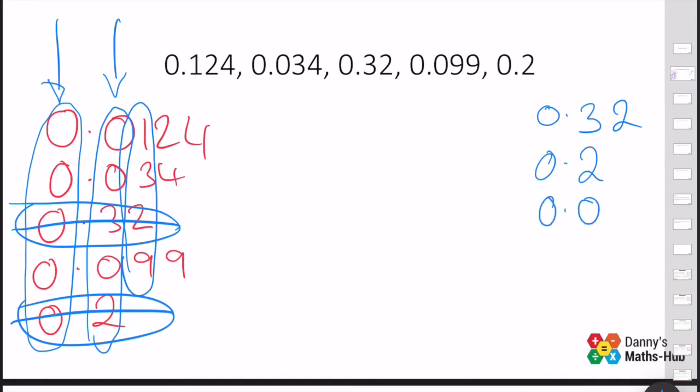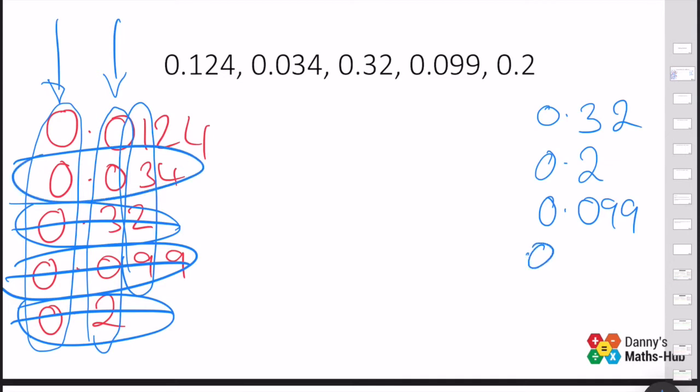So 0.099 is our next biggest. If we carry on looking down that column, we've now answered the 9. What's left? A 1 and a 3. Well, 3 is the next biggest. 0.034. And then that only leaves us with 0.0124. So that must be our smallest.